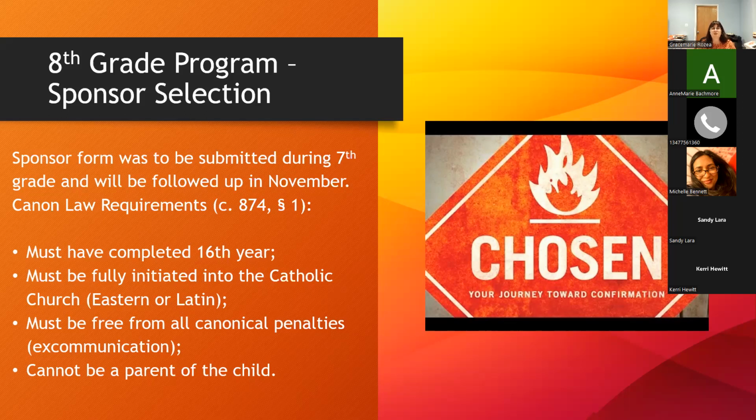The individual must be a fully initiated Catholic, so that means they must have been baptized, received communion, and confirmed in the Catholic Church. They must not be excommunicated. I haven't come across anybody yet that was excommunicated from the church. And the one thing that they cannot be is the parent of the child.